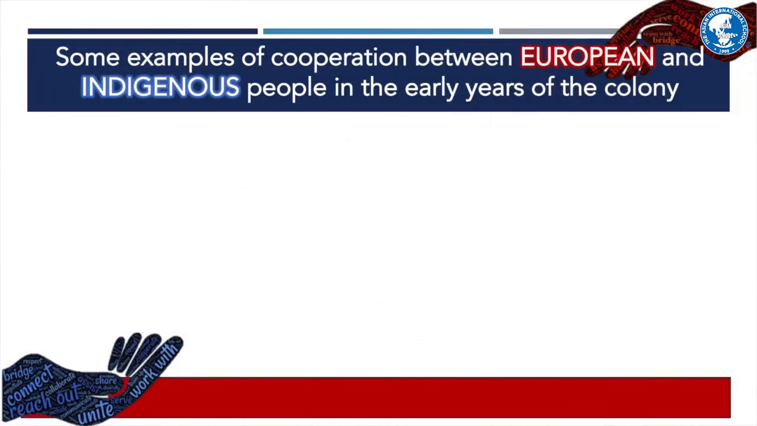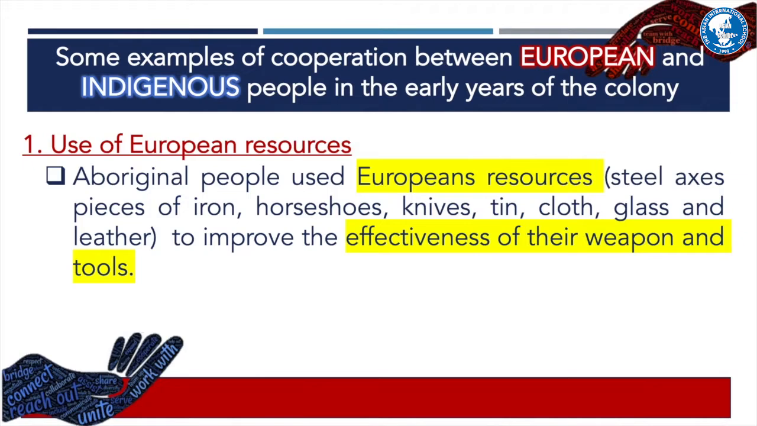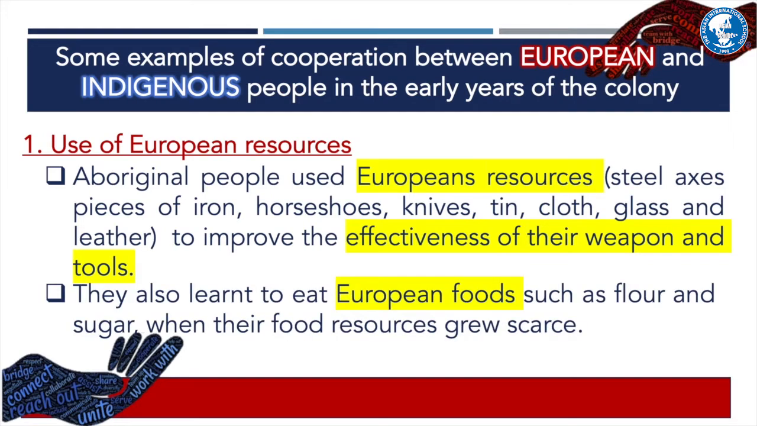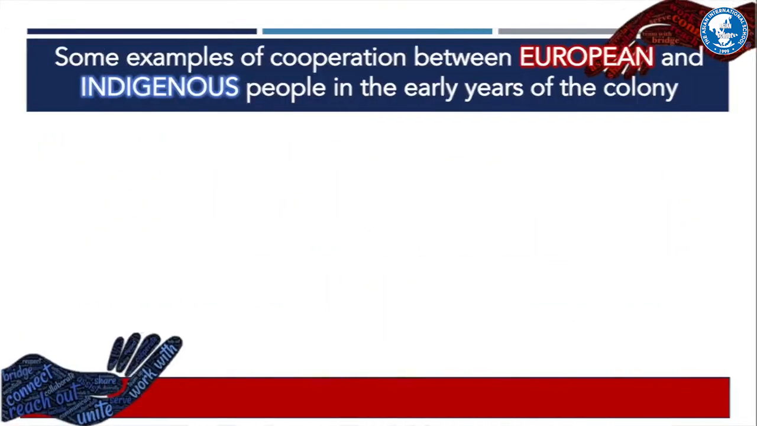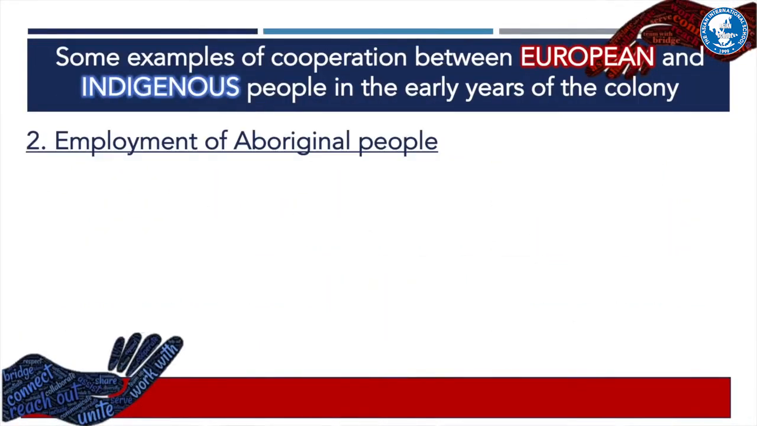Okay, so these are some examples of cooperation between European and Indigenous people in the early years of the colony. First, use of European resources. Aboriginal people learned to use European resources such as steel, axes, pieces of iron, horseshoes, and others. They used them to improve the effectiveness of their weapons and tools. And secondly, when they didn't have enough food to eat, they learned to eat European foods such as flour and sugar.